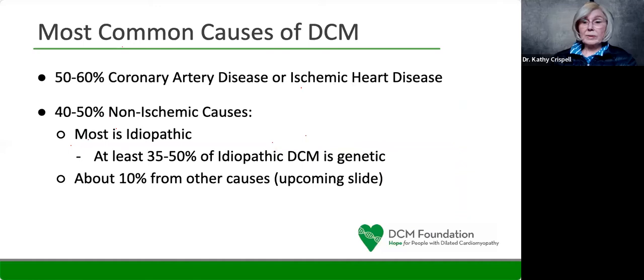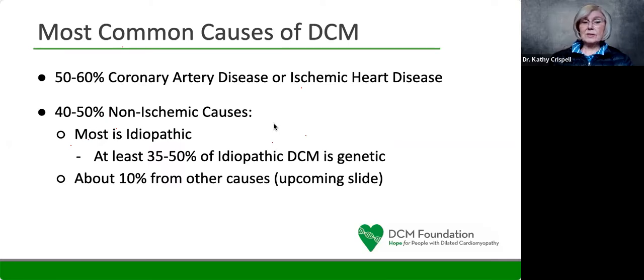So we'll start off with describing the common causes for dilated cardiomyopathy. I think of the common causes as falling into two really big categories. The first is what we call coronary artery disease or ischemic heart disease. These are interchangeable terms. About half or a little more than half of all people who have dilated cardiomyopathy in the Western world have coronary artery disease as the cause. And then the other half, or close to it, is what we call non-ischemic causes, basically a bunch of different diseases that aren't coronary artery disease or ischemic heart disease.